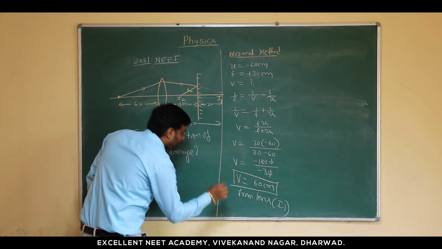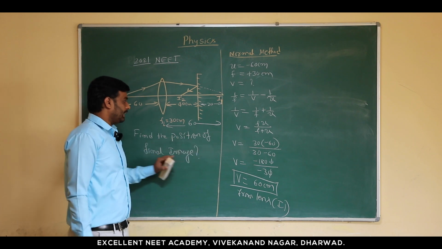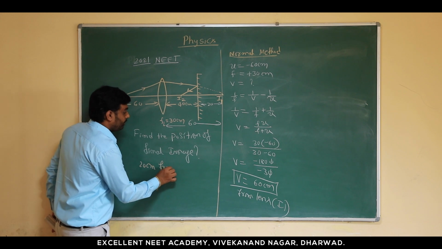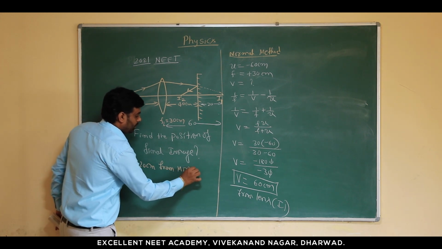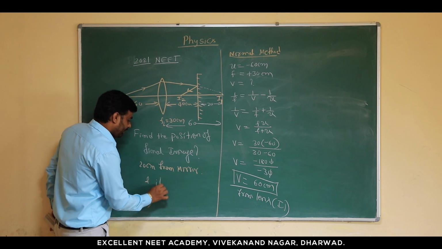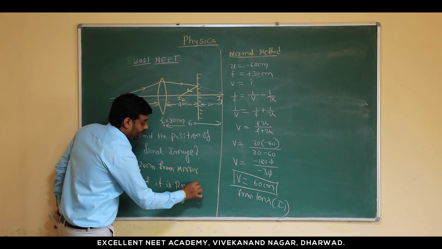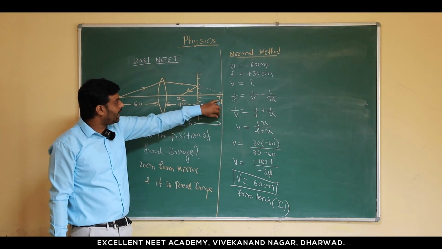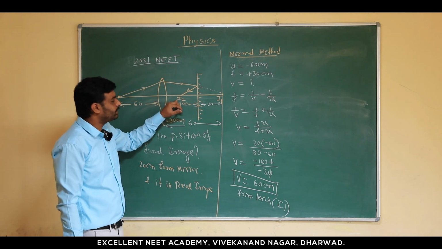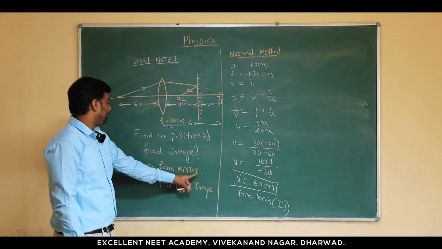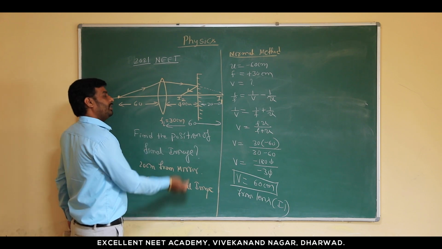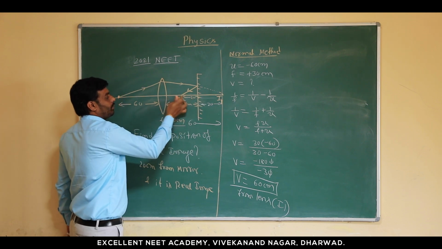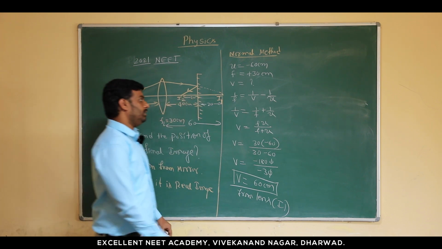So what is the answer? Find the position of the final image. It is 20 centimeter from the mirror, and it is a real image. Why is it a real image? It is formed from a virtual object. The image formed from a virtual object is absolutely a real image. It is 20 centimeter from the mirror and a real image. It is 20 centimeter from the lens also, because this is 20. Yes, this is the normal method.